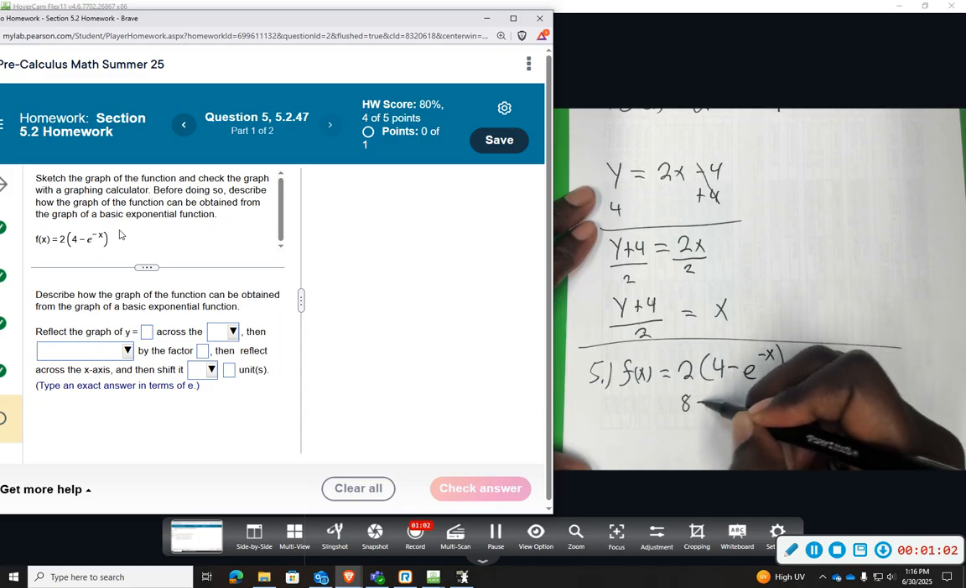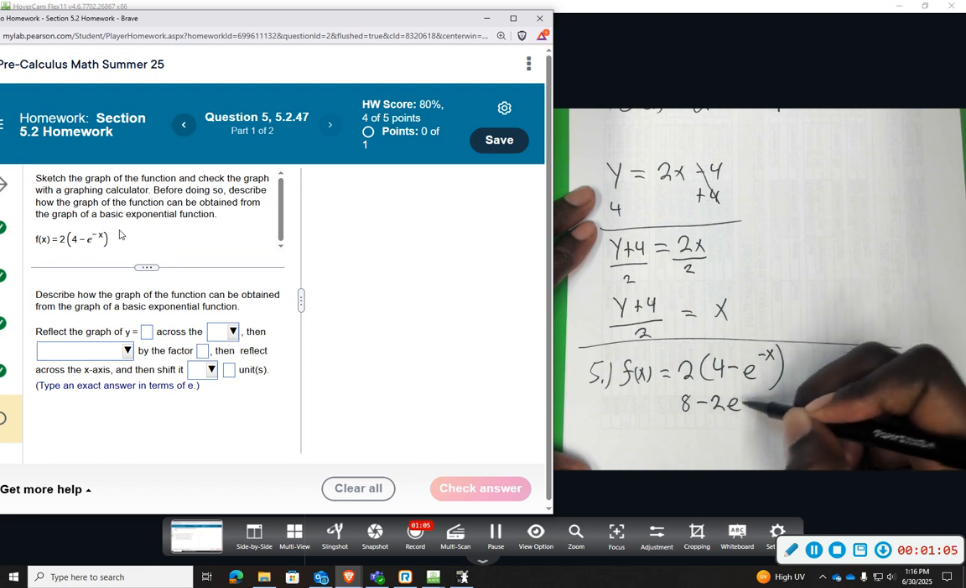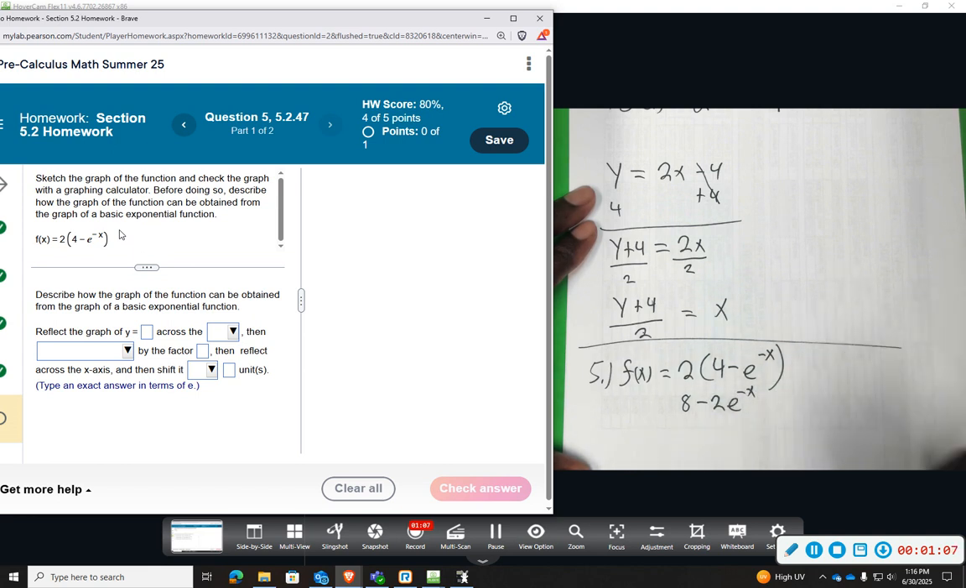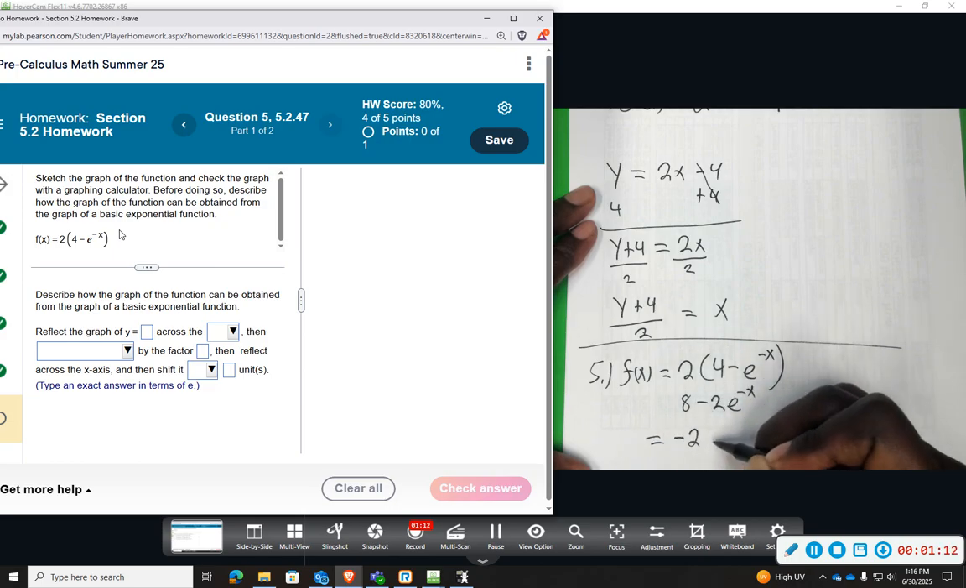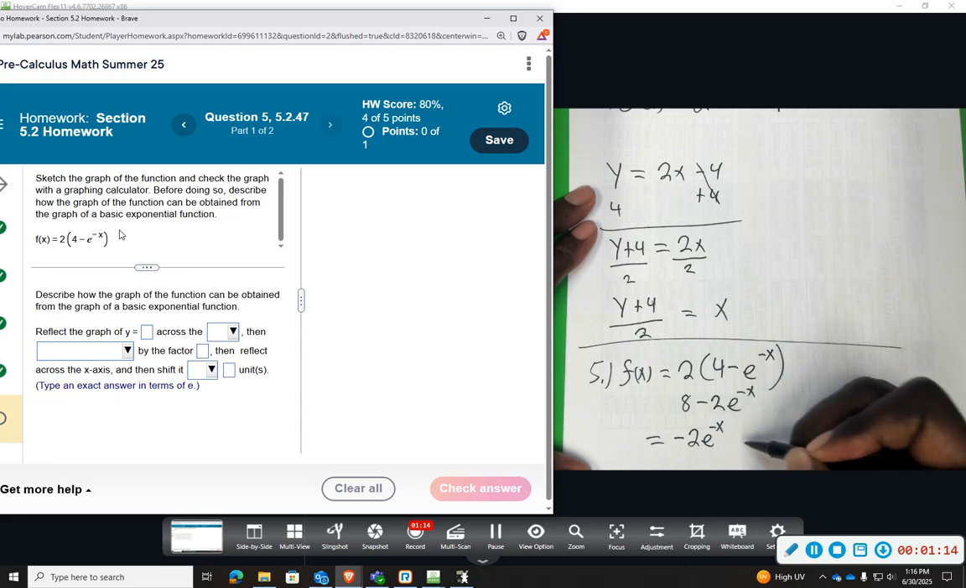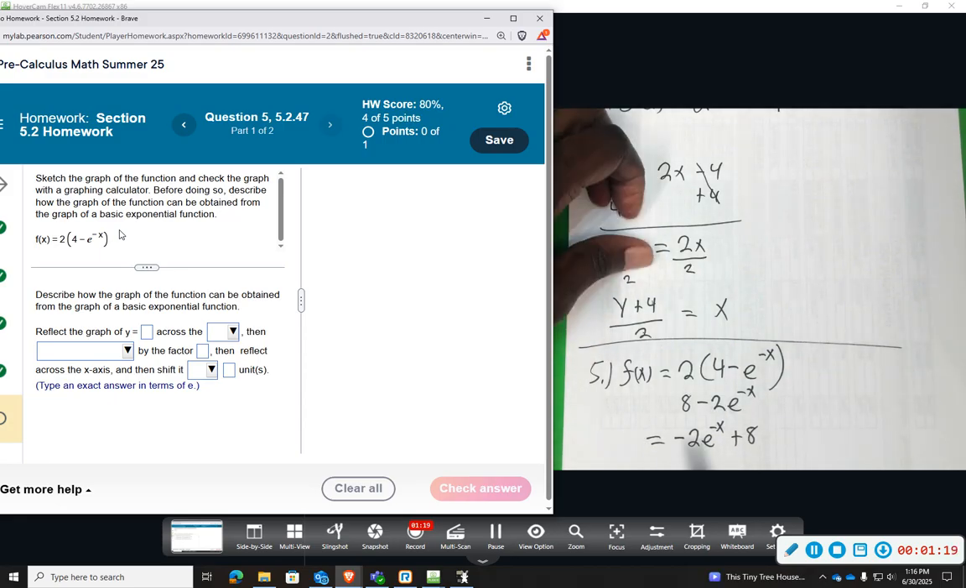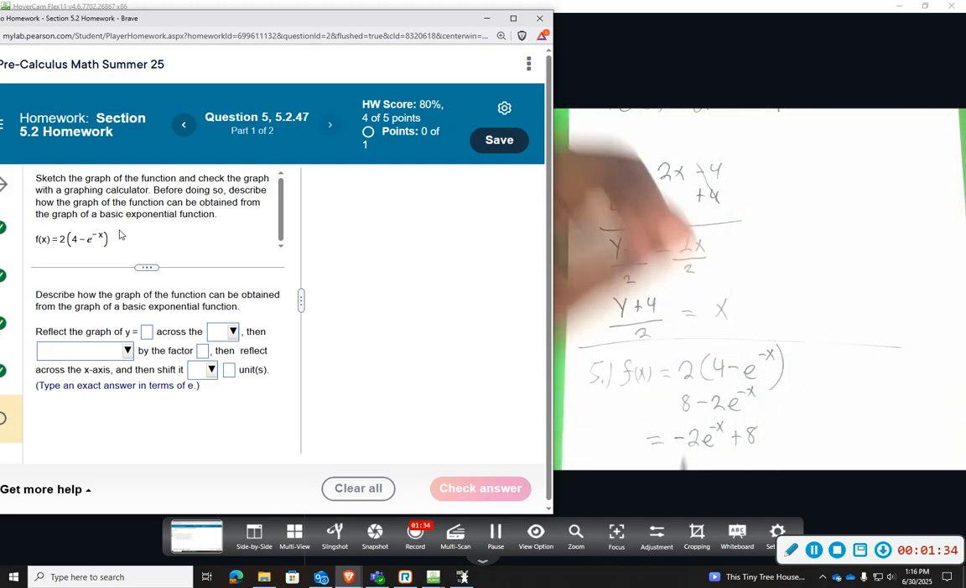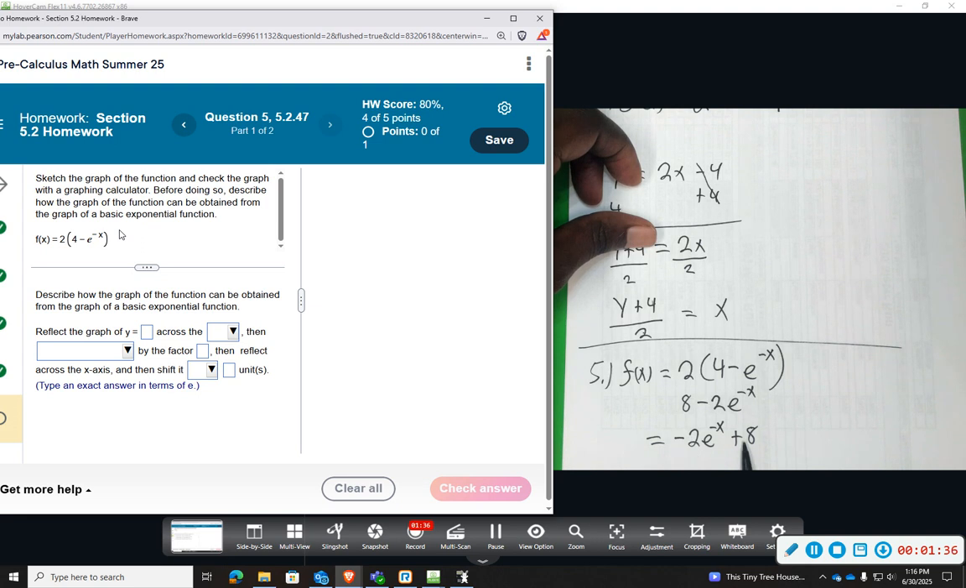2 times this negative e, negative 2e to the negative x. And I'm going to rearrange this because I like this to be out front. So I'm going to write a negative 2e to the negative x plus 8. So now I can see what's going on. So in this function, we are going to flip across the y-axis, and then we are going to flip across the x-axis and stretch it by a factor of 2, and then shift up 8 units.